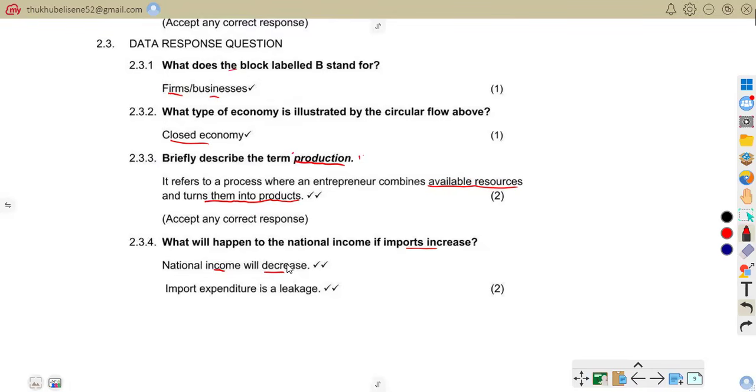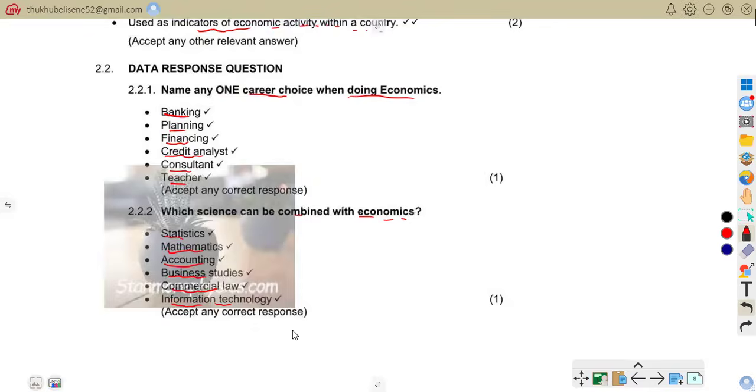Also, import expenditure is a leakage. Money leaves the country when people buy foreign goods. So now let us go to another question.